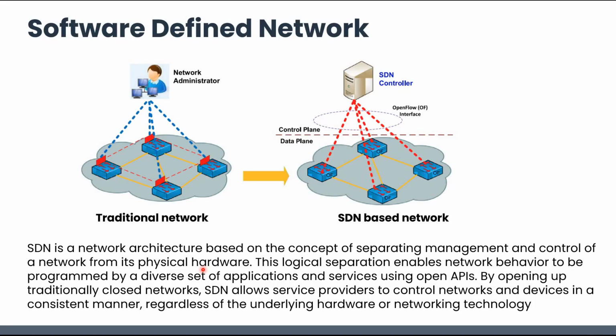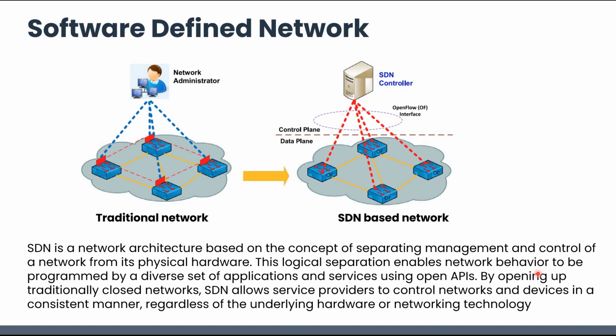Software defined network is a network architecture based on the concept of separating management and control of a network from the physical hardware. So now physical hardware doesn't have any limitation. We don't have a limitation that this physical hardware can only produce a particular output. Everything is dynamic. We can get any output from any hardware, or from a particular hardware we can get any type of output. This logical separation enables network behavior to be programmed by a diverse set of applications and services using open APIs. So we have open APIs to implement different types of applications and services.